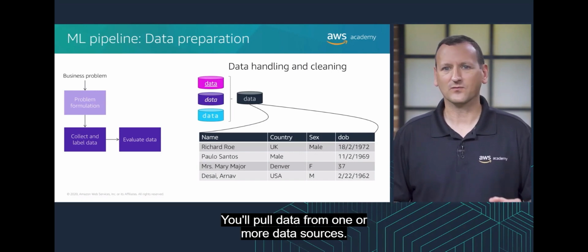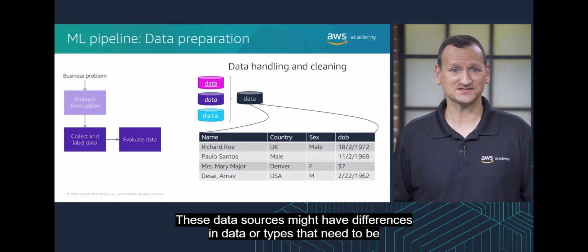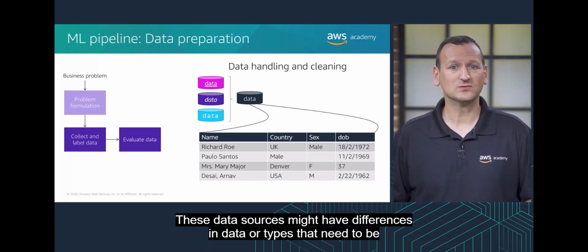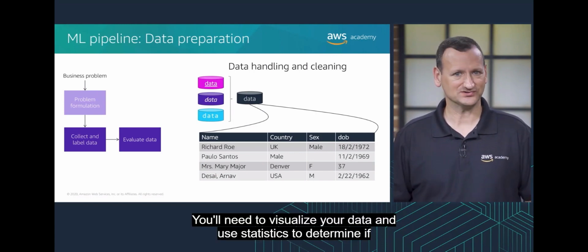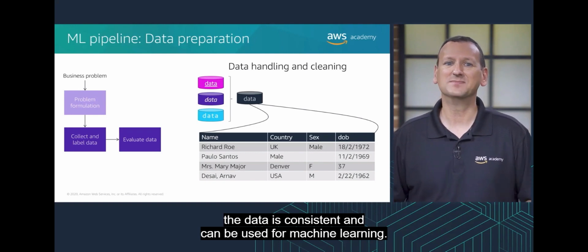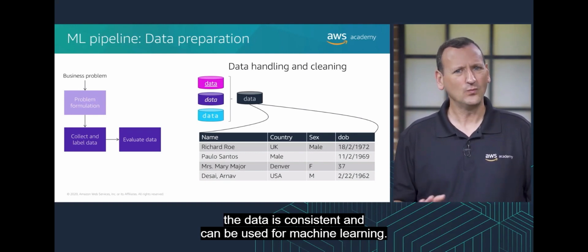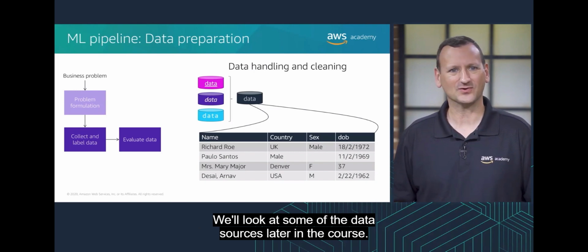You'll pull data from one or more data sources. These data sources might have differences in data or types that need to be reconciled so you can form a single cohesive view of your data. You'll need to visualize your data and use statistics to determine if the data is consistent and can be used for machine learning. We'll look at some of the data sources later in the course.